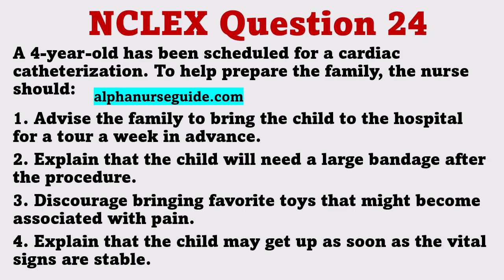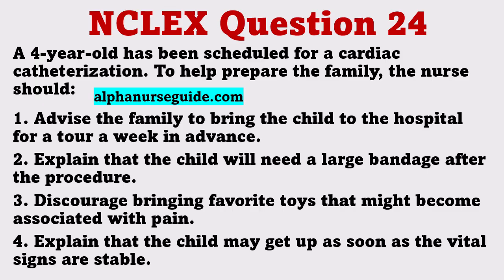A 4-year-old has been scheduled for a cardiac catheterization. To help prepare the family, the nurse should: 1. Advise the family to bring the child to the hospital for a tour a week in advance. 2. Explain that the child will need a large bandage after the procedure. 3. Discourage bringing favorite toys that might become associated with pain. 4. Explain that the child may get up as soon as the vital signs are stable.